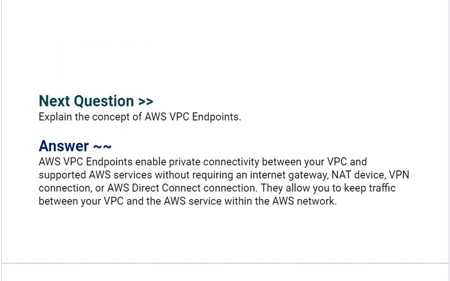Our next interview question is: explain the concept of AWS VPC endpoints. Your answer should be: AWS VPC endpoints enable private connectivity between your VPC and supported AWS services without requiring an internet gateway, NAT device, VPN connection, or AWS Direct Connect connection. They allow you to keep traffic between the VPC and the AWS service within the AWS network.